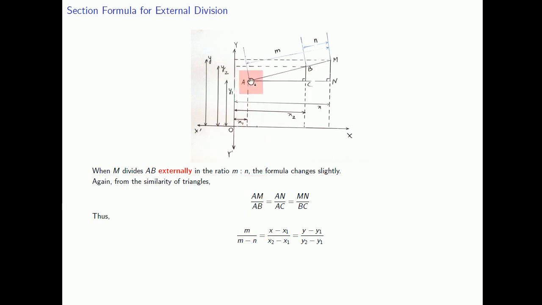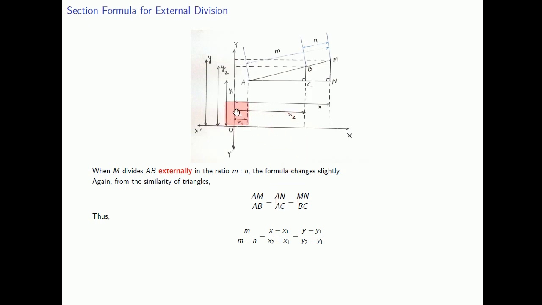Now AM is only m, and AB has now become m minus n. Now this is the difference between the external division and internal division. In the earlier formula, if you see, you had m plus n in the denominator for AB because M was between A and B. But in this case, the point B is in between A and M. So length of AB will be length of AM, which is small m, minus length of BM, which is small n.